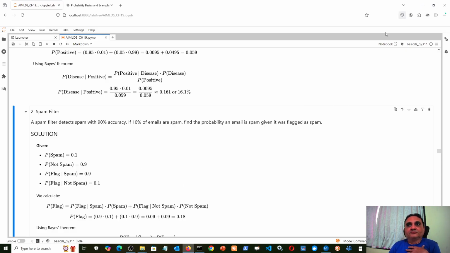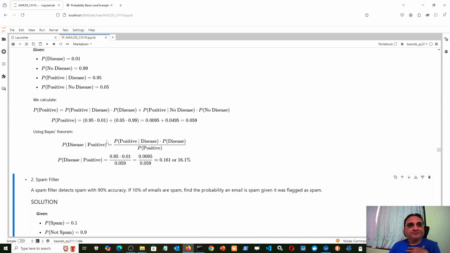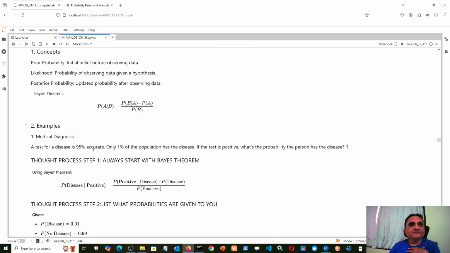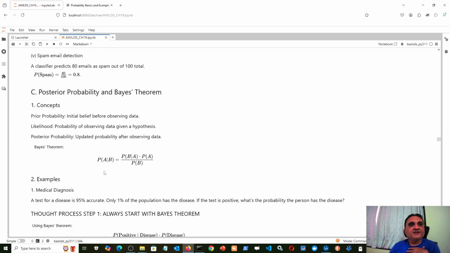Okay. So we are talking about examples of Bayesian theorem application, or posterior probability. The formula is: probability of A given that B event has already occurred is equal to probability of B given that A event has already occurred, multiplied by probability of A, divided by probability of B. Now let us use that.